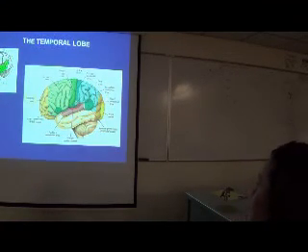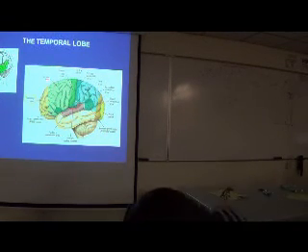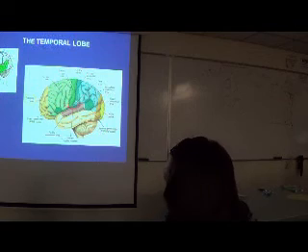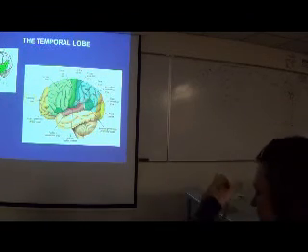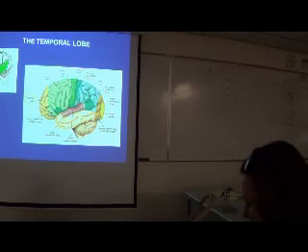Okay, temporal lobe. So the temporal lobe is separated from the parietal and frontal lobes by the lateral sulcus, which kind of peters out here, extending slightly past the central sulcus.